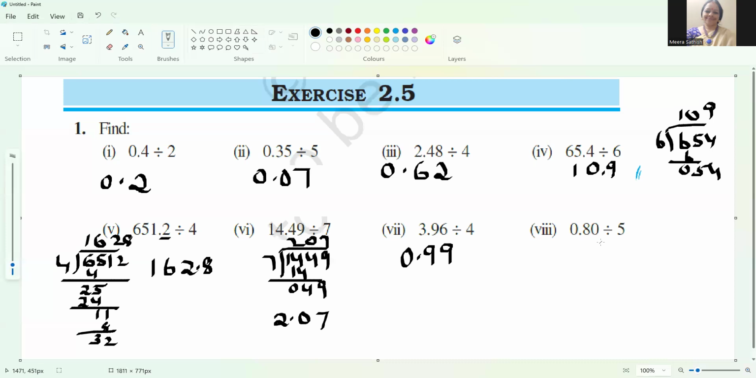Now, 80 divided by 5 is 16. 2 decimal places, so 0.16. So this is quite easy. When the denominator is a whole number, it is quite easy. Next, division by 10, 100, 1000. That also is quite easy.